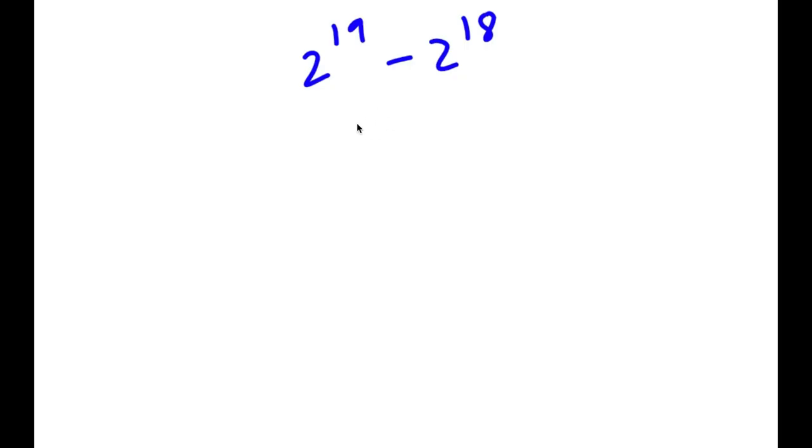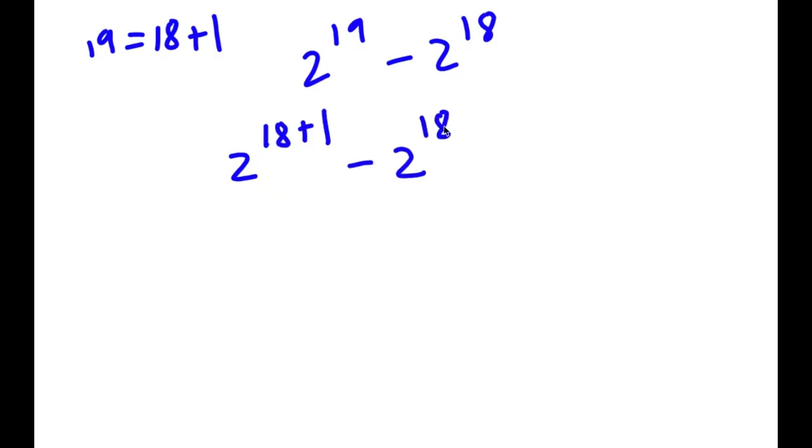Alright, so I have 2 to the power of 19 minus 2 to the power of 18. Now to start, 19 is equal to 18 plus 1. So now if I replace 19 with 18 plus 1, I get 2 to the power of 18 plus 1 minus 2 to the power of 18.